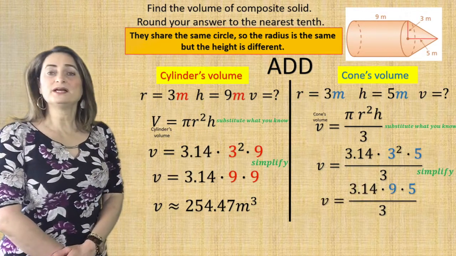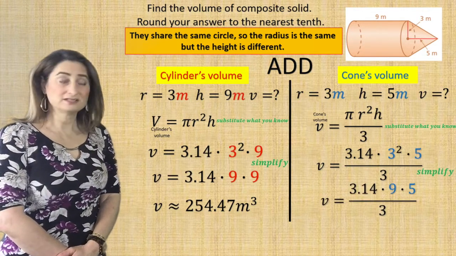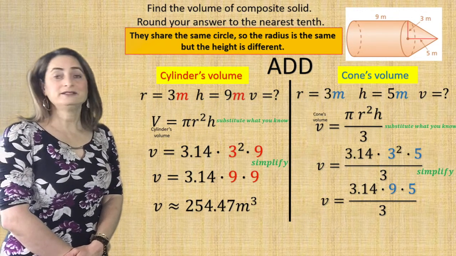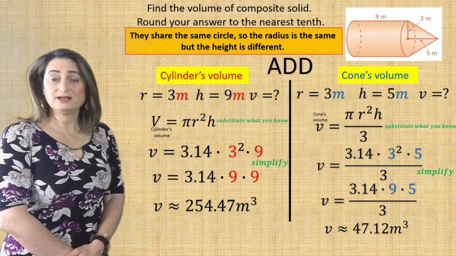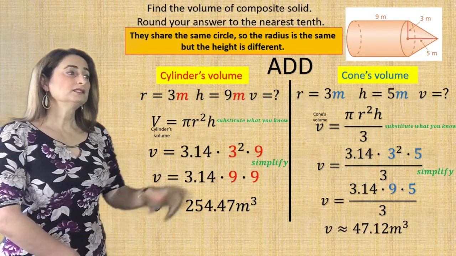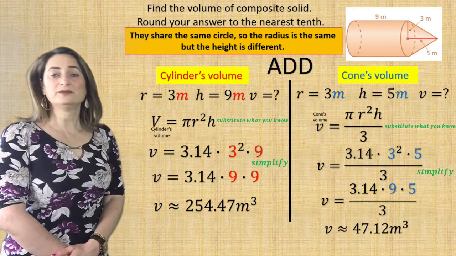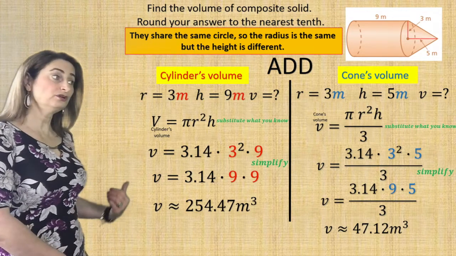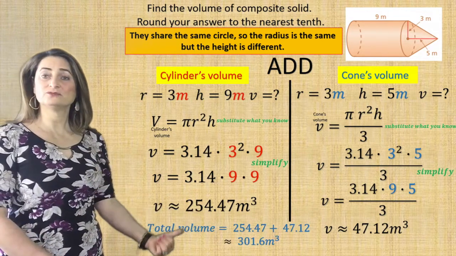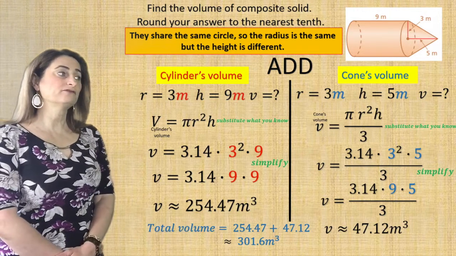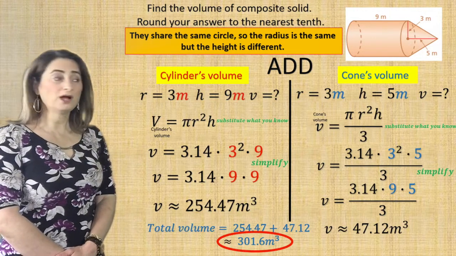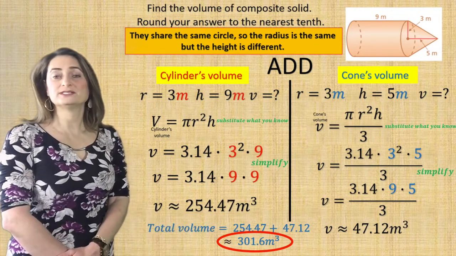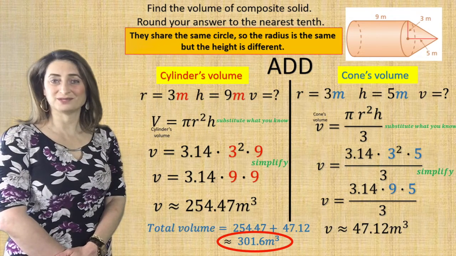Simplify that by multiplying 3 times 3, which is squaring a number first. You end up with 3.14 times 9 times 5, all divided by 3. Now simplify again. Multiply all these numbers divided by 3, and you get 47.12 cubic meter. So the total volume would be, adding the two volumes of 254.47 plus 47.12, you end up with 301.6 cubic meter rounded to the nearest 10th place.